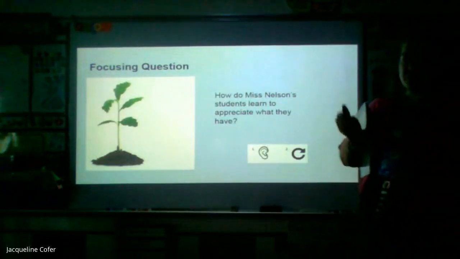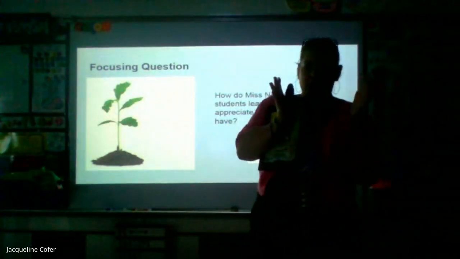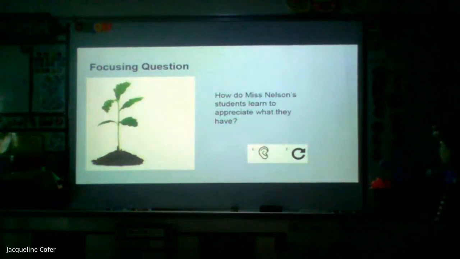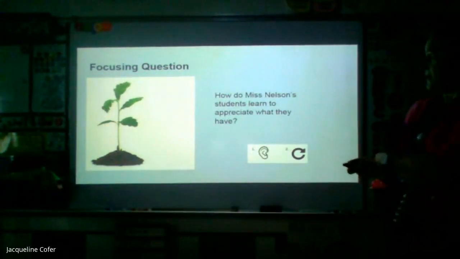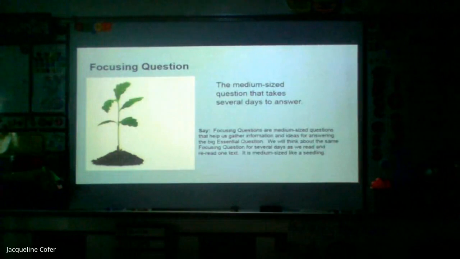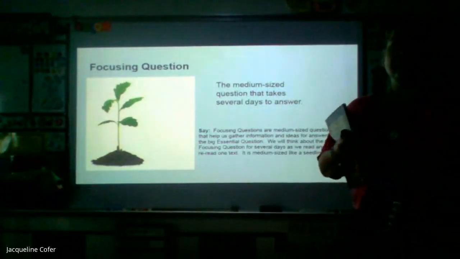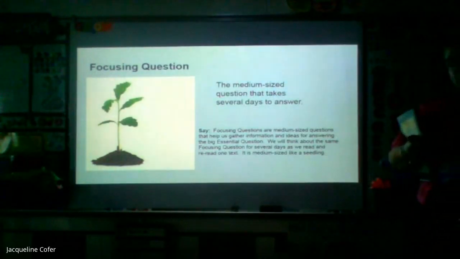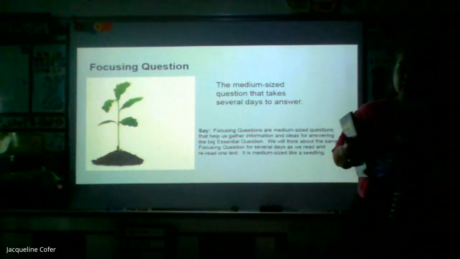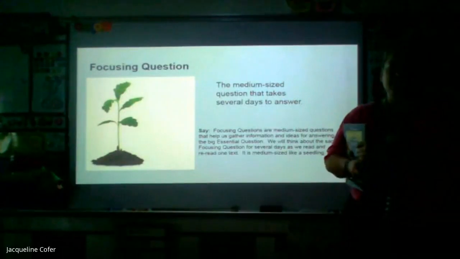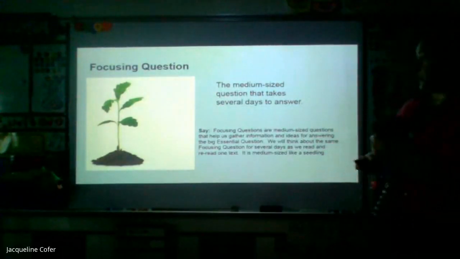The focusing question is the medium-sized question, okay? It is, how do Miss Nelson's students learn to appreciate what they have? So the focusing question is the medium-sized question, and it takes several days to answer. It usually covers a text. Like in Module 1, we'll have 4 or 5 different texts or books, and each book will have its own focusing question. So it will take several days to answer the focusing question.